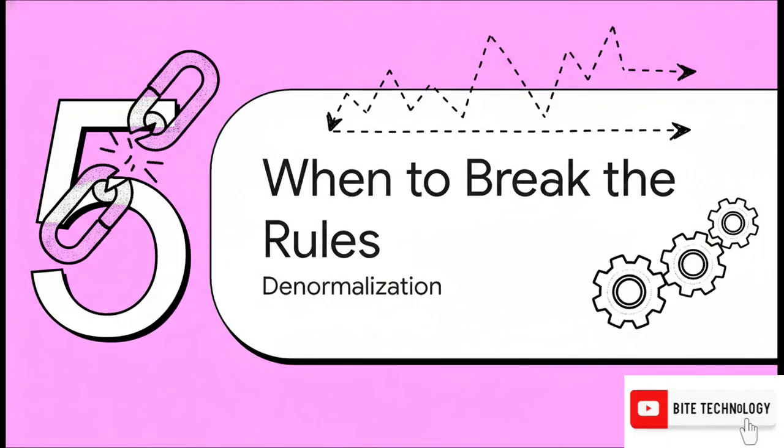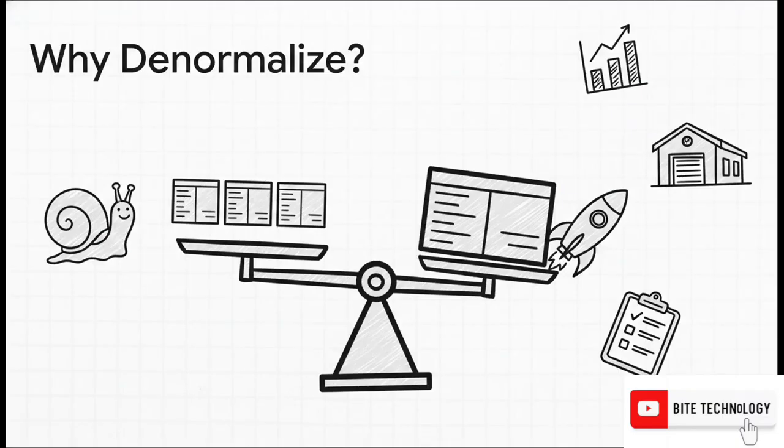Now, after all this talk about rules and structure and tidiness, you might be surprised to hear this next part. Sometimes, the absolute best move is to intentionally break these rules. This is a concept called denormalization. So why on earth would we undo all of our careful organizing? Well, it comes down to one word: performance.